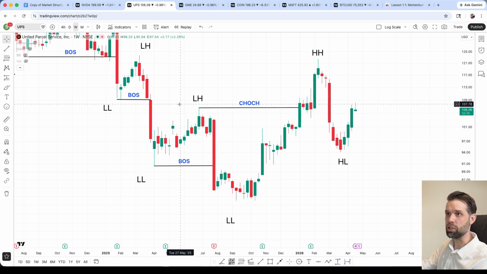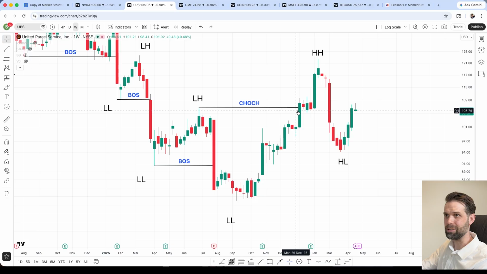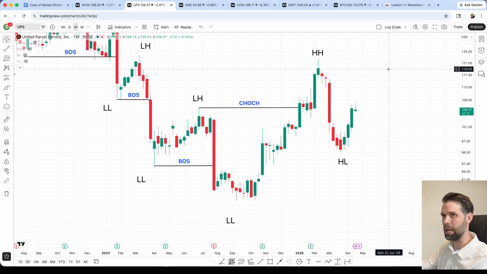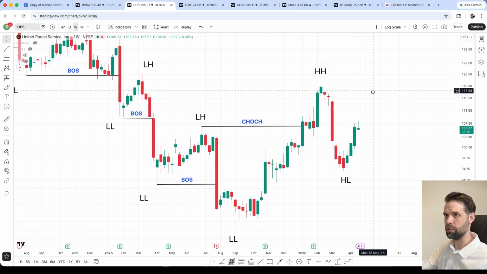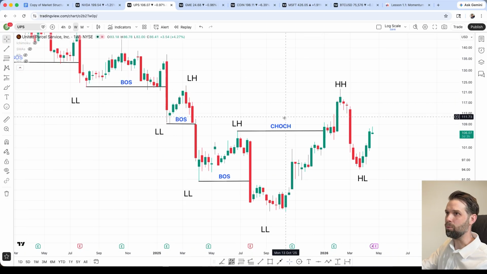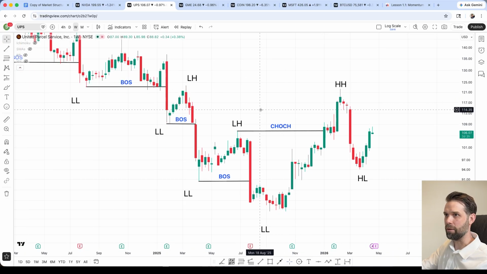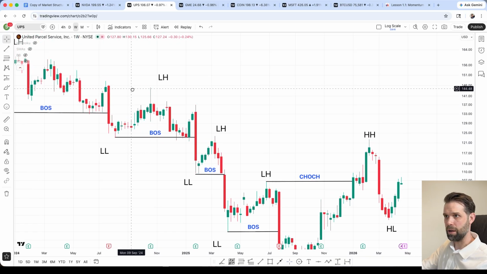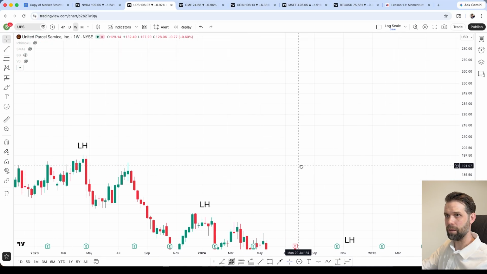And the market structure told us this. It told us this with this green candle closing above a lower high, making a change of character, we make a higher high, we make a higher low, and we are potentially trending in a better direction. Obviously, this stock has been completely bearish the last few years, and we've had a change of character. So that's a break of structure and a change of character, and that is how they work.